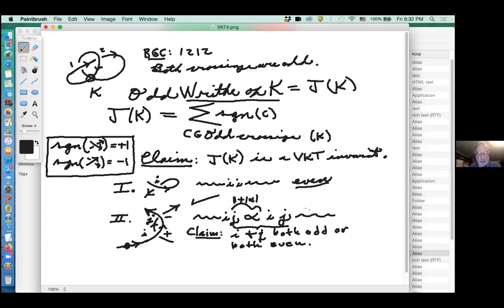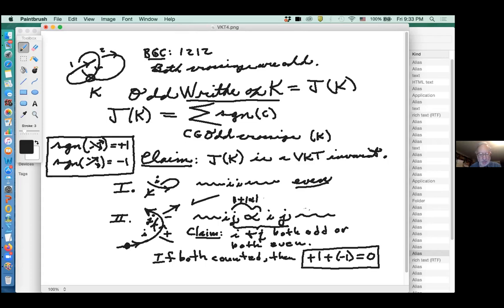Now, if they're both even, then they don't get counted in the sum. And if they're both odd, then they both get counted. But if both get counted, then we have plus one plus minus one equals zero. That is, in calculating our odd writhe, we would add one for this and minus one for that, and it comes to adding nothing. So it will have exactly the same effect as if we had pulled it apart. And so we have that it's invariant under the second Reidemeister move.